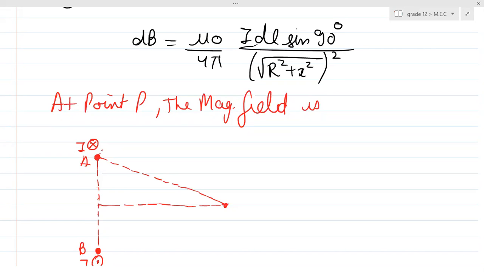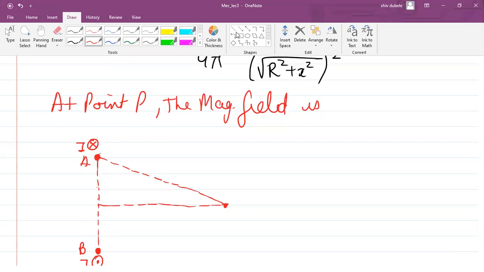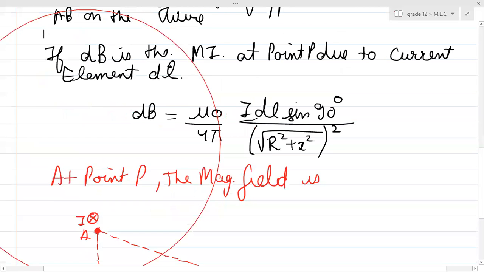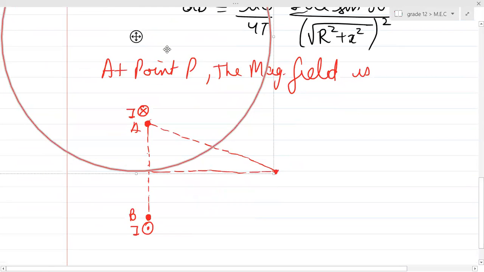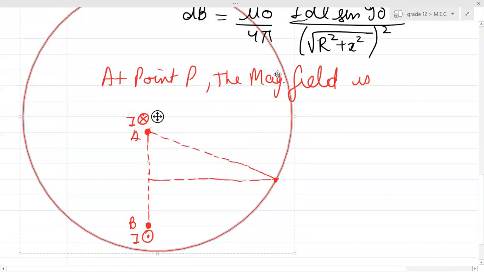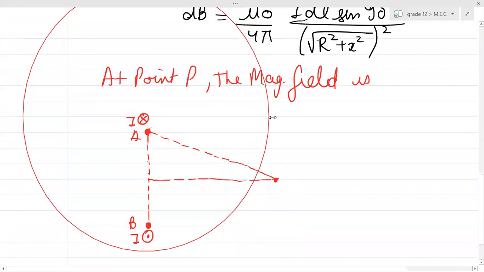Now extend your fingers towards point P. It should be a little bit slanted. It should be like this. Your finger should be like this. And then when you try to draw the direction of magnetic field lines, I'll try to explain it using this thing. Now maybe it will be clear a little bit.